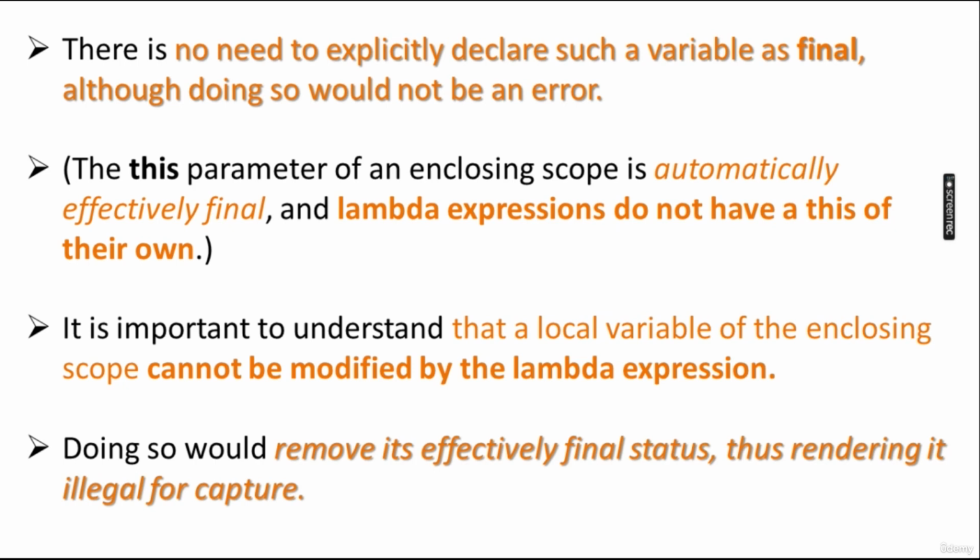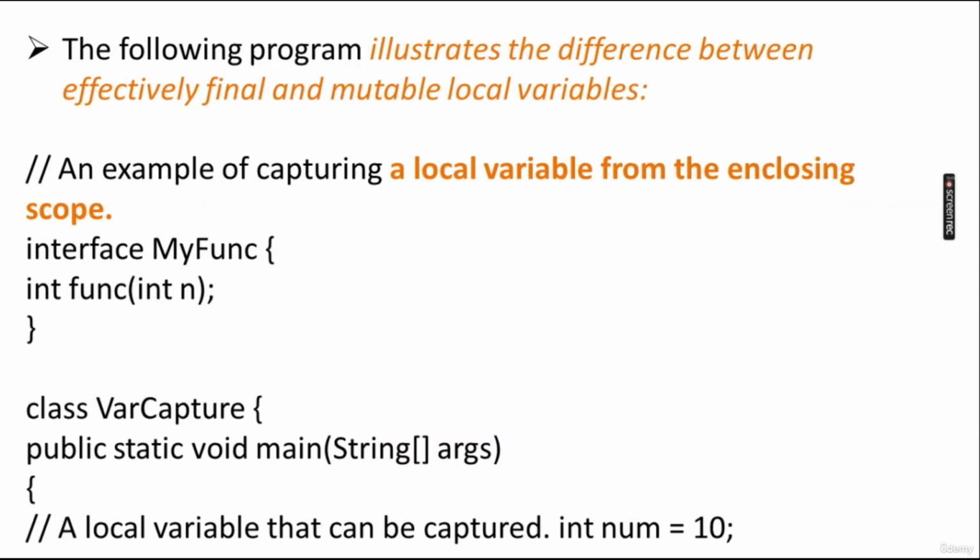And the last point, the local variable of the enclosing scope should not be modified by the lambda expression because those are effectively final. And if you change the effectively final variable, it will not be valid for local variable capture. Okay. So you should not change the value. In the following program, we will see the difference between effectively final and mutable local variables. Okay. An example of capturing a local variable from the enclosing scope.